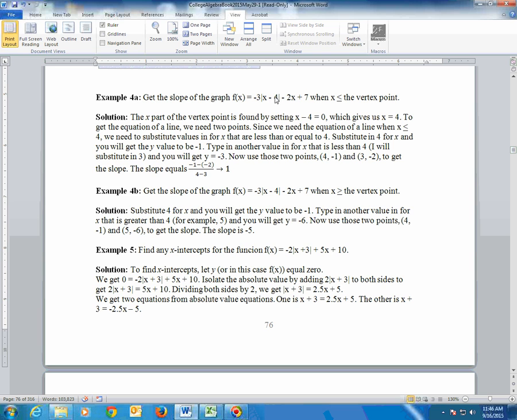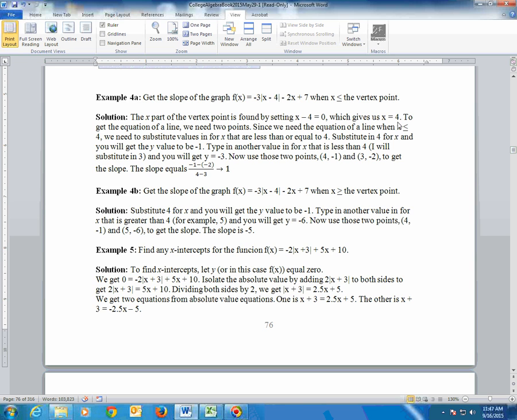We know we get the x part of the vertex point by setting what's in the absolute value equals 0. If you set x minus 4 equals 0, you would add 4 to both sides and you get x equals 4. A lot of people would think that the y part of the vertex is 7, but it's not, because if we substitute it back in, we have this extra x term right here.